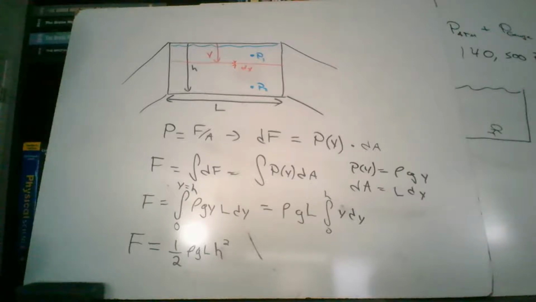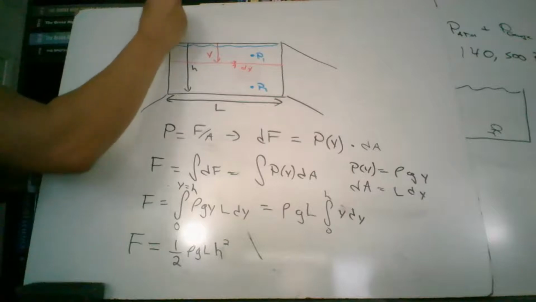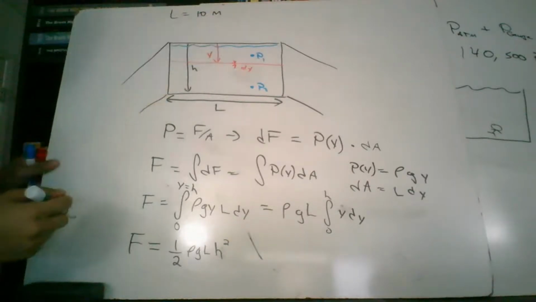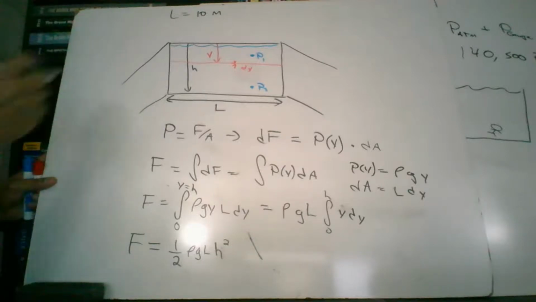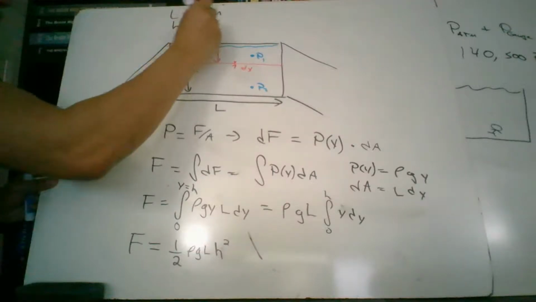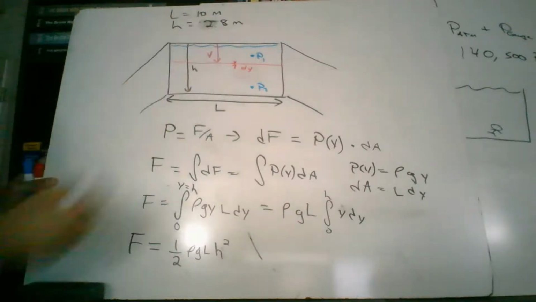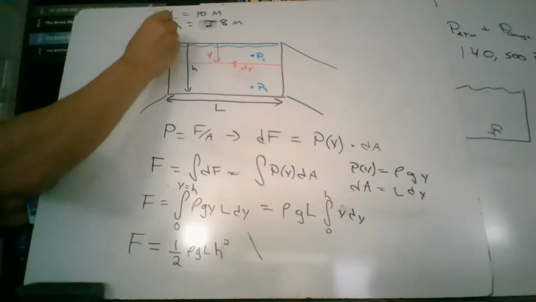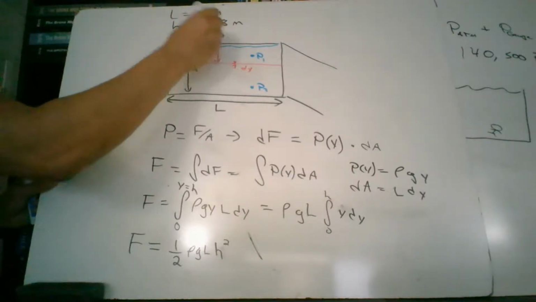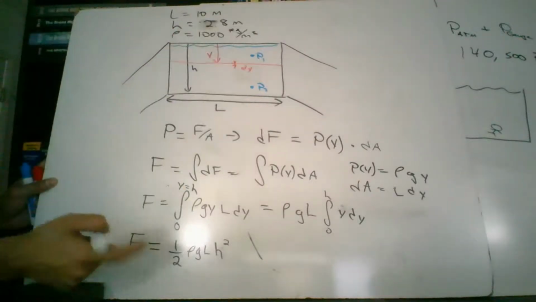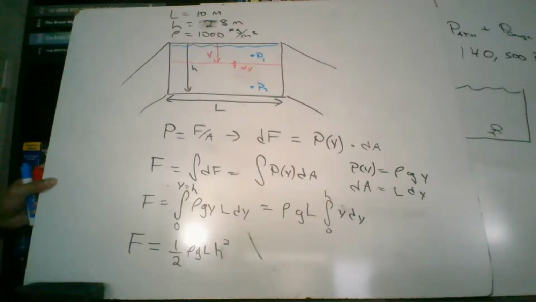Let's put some numbers in and actually see what happens here. So the length, we'll say L is equal to 10 meters. That's a pretty long pool. Maybe it's an Olympic-sized pool. H is equal to 2.8 meters. Yeah, so maybe it is an Olympic pool. 2.8 meters. And that's all we need to know. We know the density of water is 1,000 kilograms per meter cubed. So if I plug those numbers into here, what am I going to end up with?